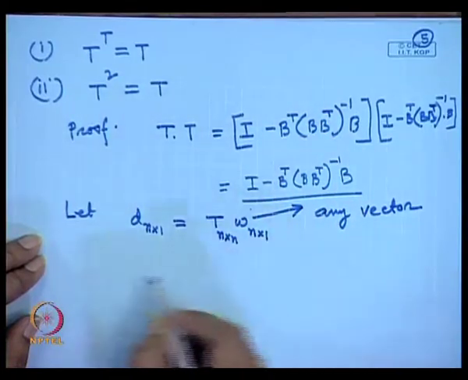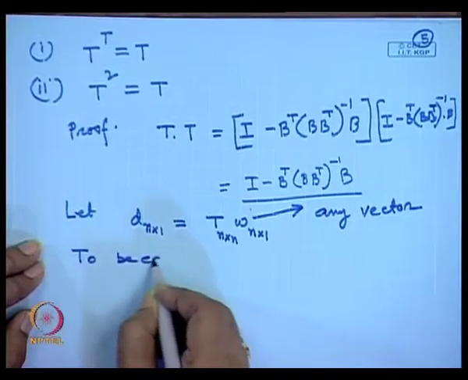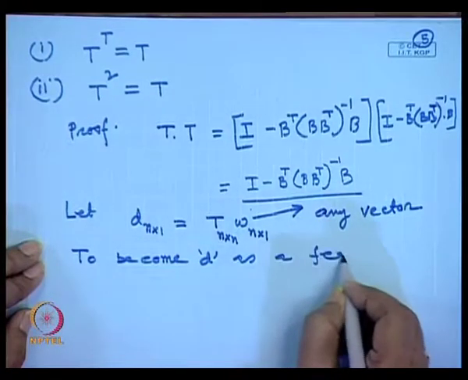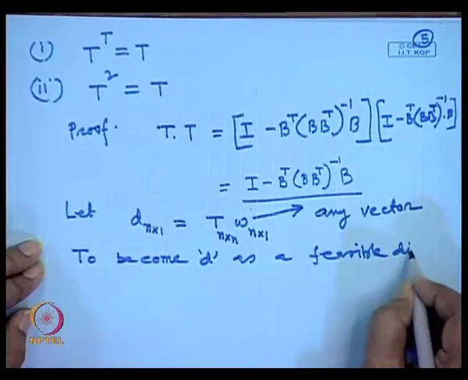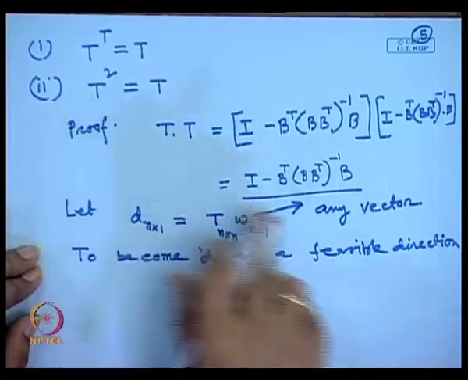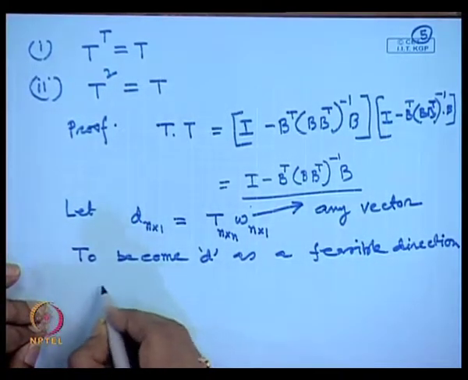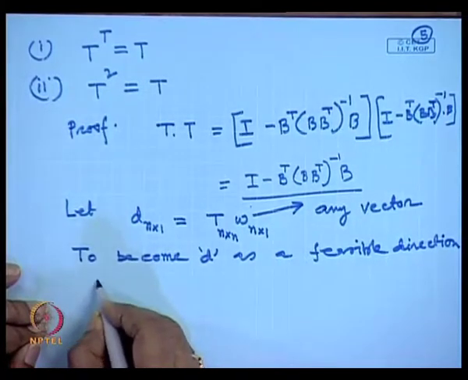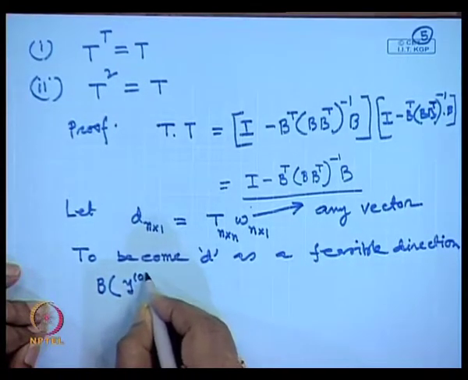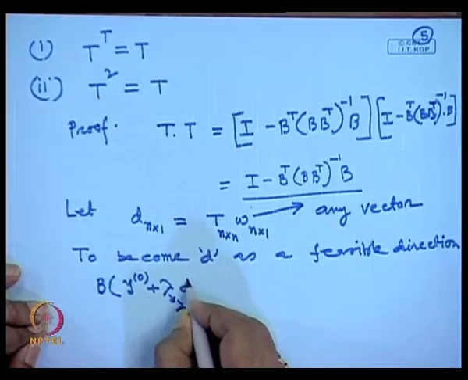Okay? Now see this. For d to become a feasible direction, in other words, for the new point to be an interior point of the feasible region, d has to satisfy this condition: B into our new point, which is the old point plus lambda, some scalar whose value is greater than 0, multiplied by d.